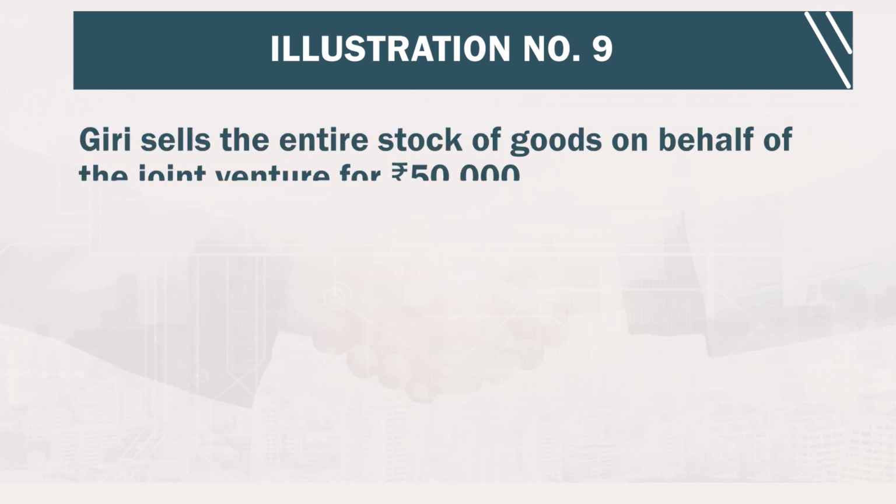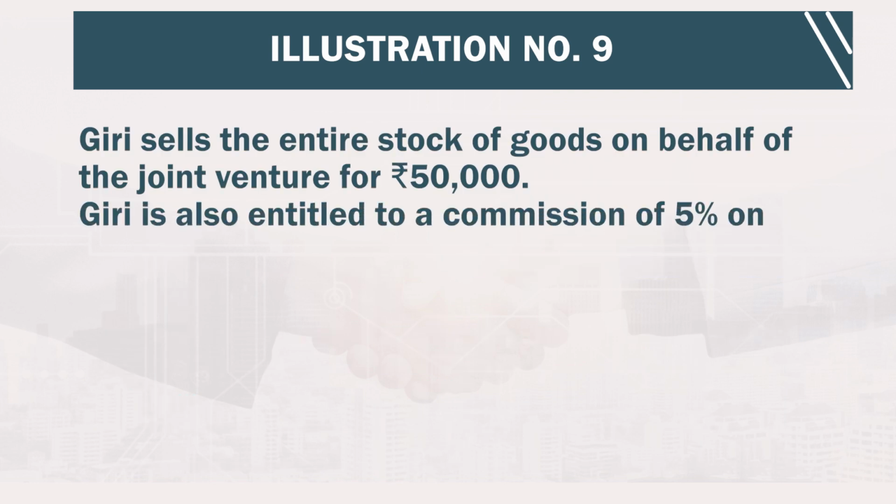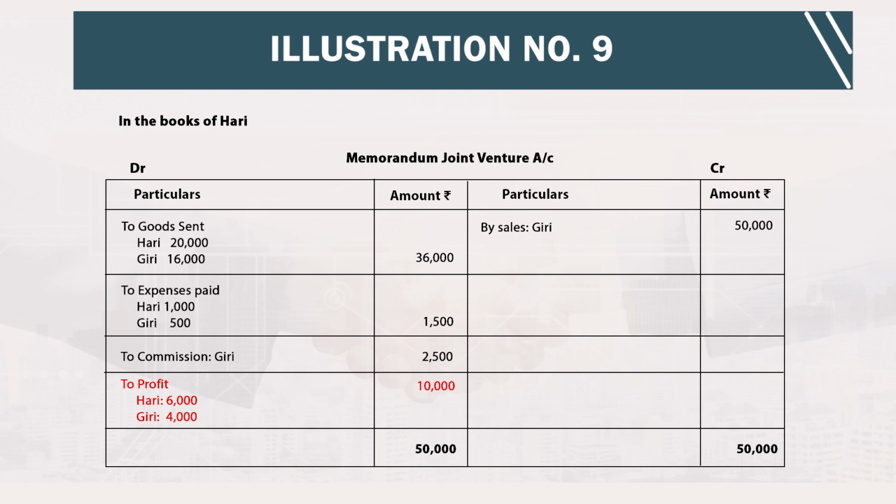Giri sells the entire stock of goods on behalf of the joint venture account for rupees 50,000. So, sales will be on credit side by sales rupees 50,000. Giri is also entitled to a commission of 5% on sale. Here total sales is 50,000 at the rate of 5% commission. So, commission will be 2,500. So, in memorandum account debit side, commission account rupees 2,500.